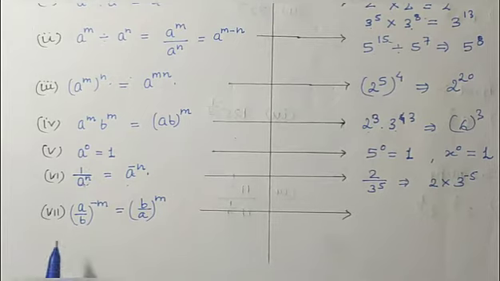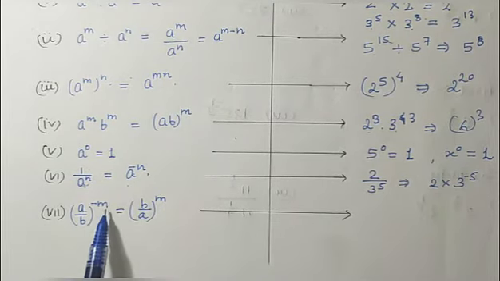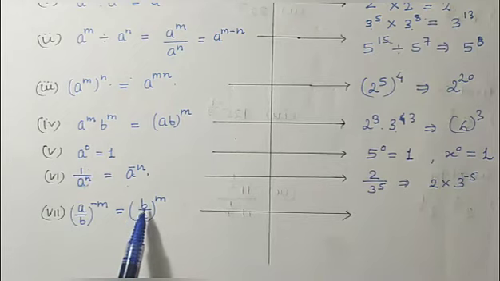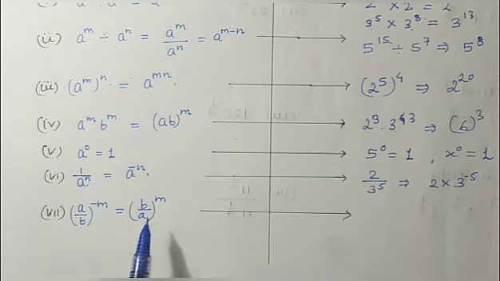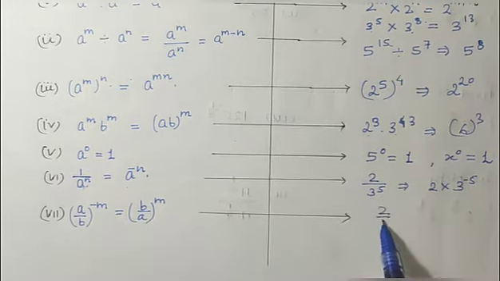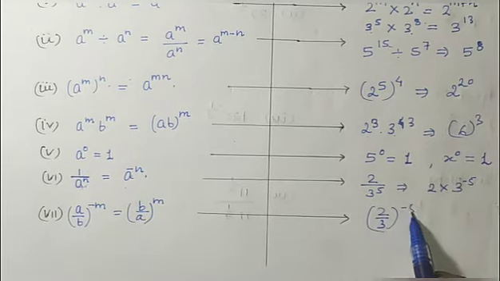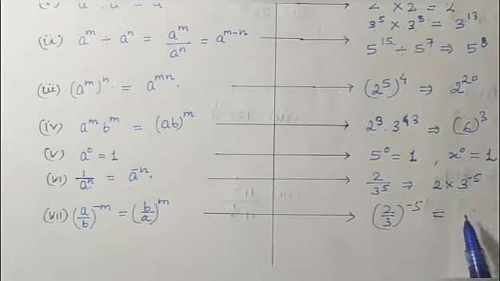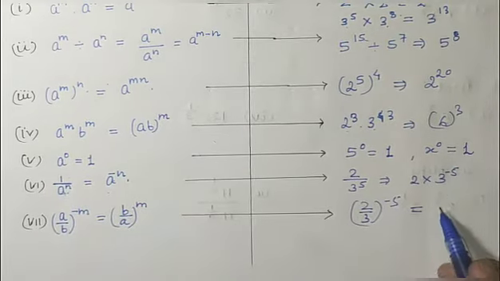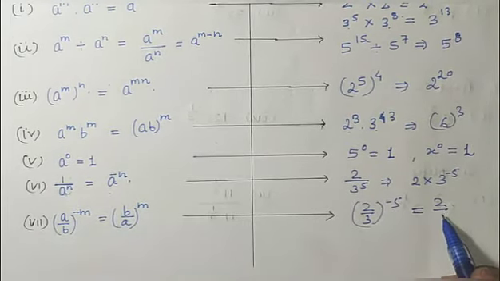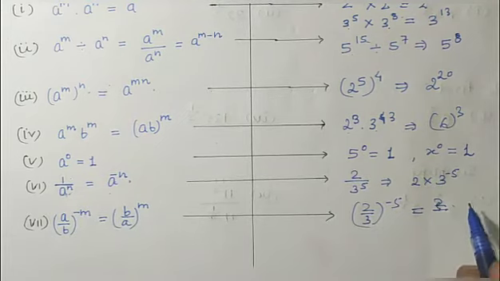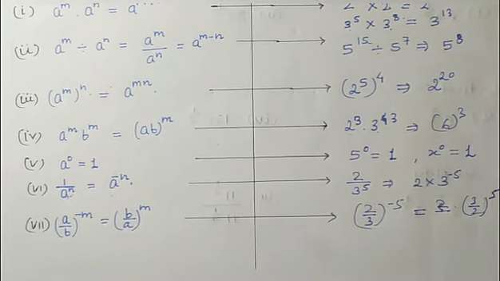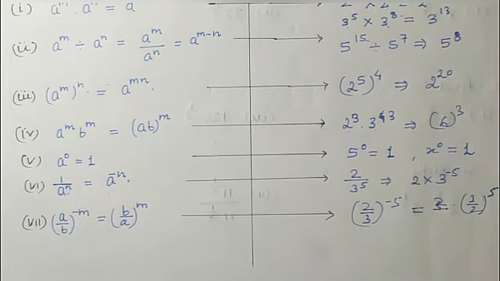Now the last is a upon b to the power minus m. If you want to write it as a positive power, you can write b upon a to the power m. Like if 2 by 3 with the negative power is there and you want to write it with the positive power, you can write it like 3 upon 2 with the positive power, like power 5, okay students.